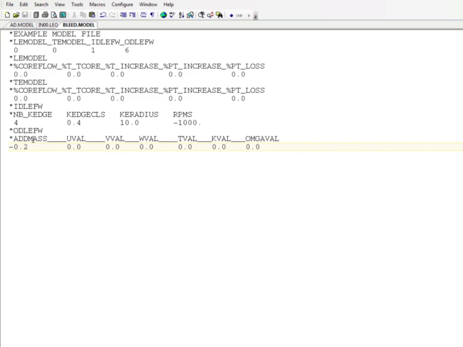Moving down 1 row, we can look at the bleed flow specifications at the OD. In this case, we're removing 0.2 pounds of mass, and we're not specifying the U, V, or W components of the velocity, nor are we specifying the total temperature, turbulent kinetic energy, or specific dissipation of the flow. If we were adding mass, we would have to specify these values. Another note is that the units used in these last two lines must be consistent with the units used to make the restart file.